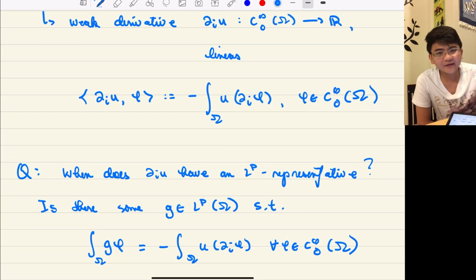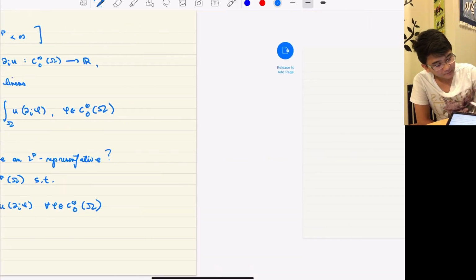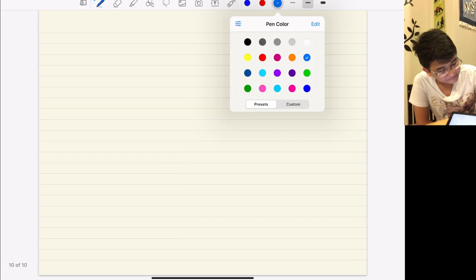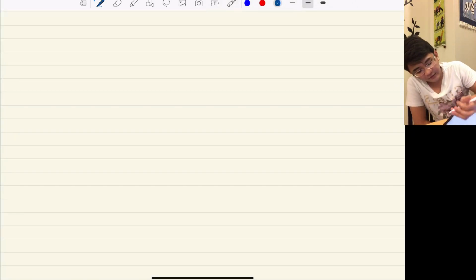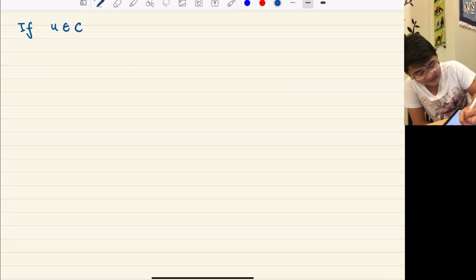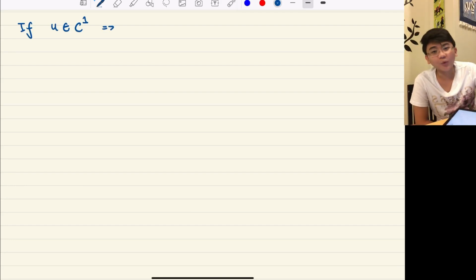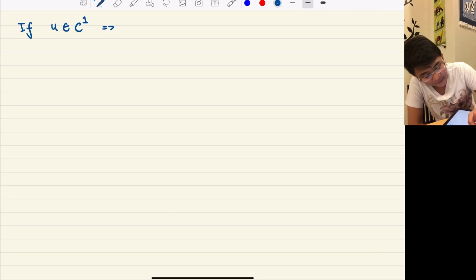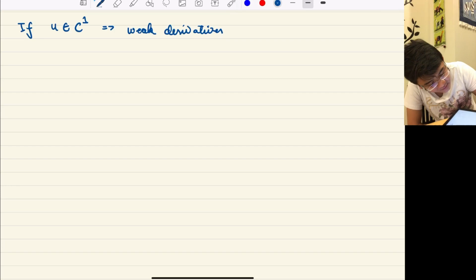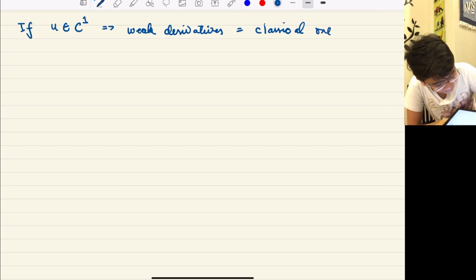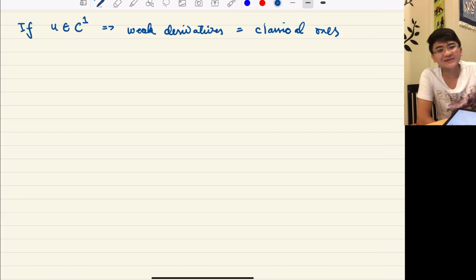Okay, so when is this true? Clearly, if u has classical derivatives, let's say u is in C1, then the weak derivatives are the real derivatives. The weak derivatives are the classical ones. They're the same. Now, what if u is not in C1?